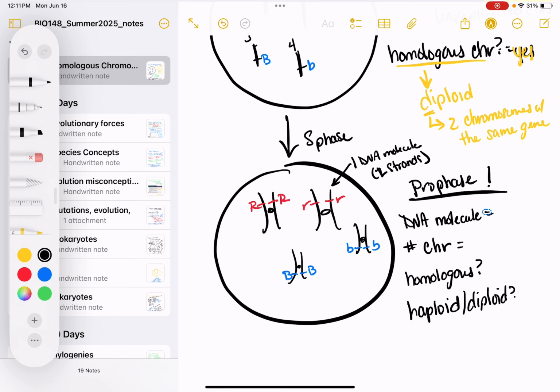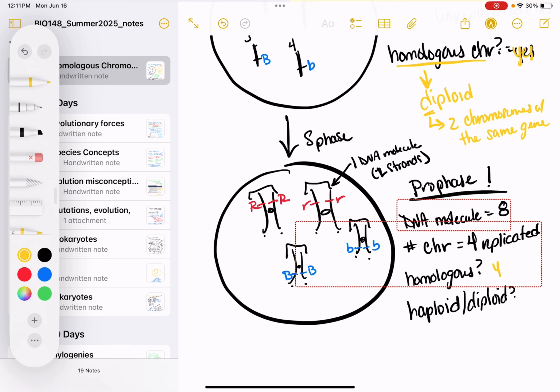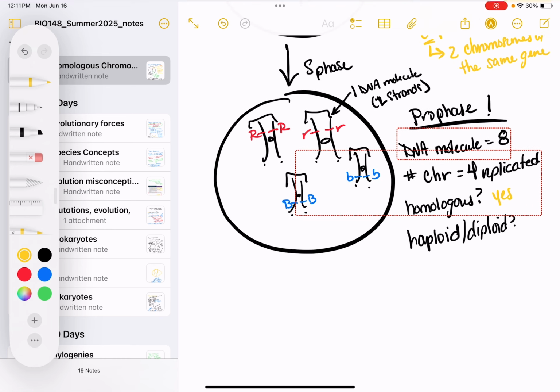Here, when I'm looking at this, my molecule count now is 1, 2, 3, 4, 5, 6, 7, 8. 8 DNA molecules, but I've got 1, 2, 3, 4 replicated chromosomes, and I still have homologous chromosomes. I'm going to say yes to that. Oh, it wants to do math for me. I don't know how to turn that feature off. I'll have to try later. And then it's diploid, because I answered yes, so it's diploid.